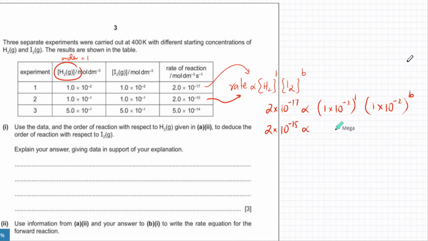And that's proportional to, or what I can do is that's proportional to, what's the H2 concentration? That's 1 times 10 power minus 1, and that's power 1. And the other one is 1 times 10 power minus 1, and that is B, power B. So I've plugged in, I know this relationship partially.